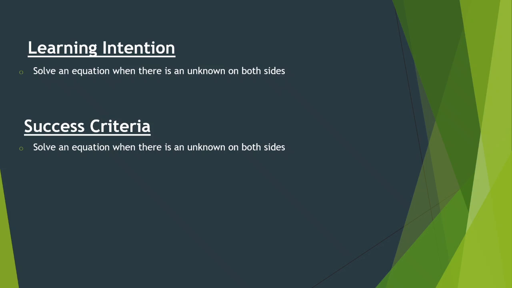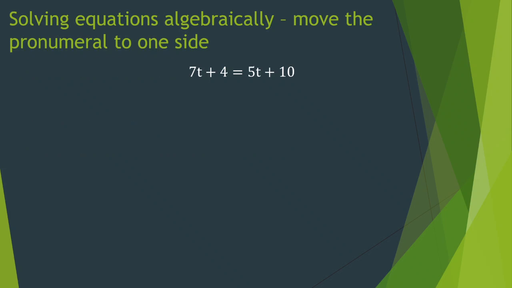Up until this point, we've been dealing with equations that have had a pronumeral or a letter on only one side of the equation. But in this video, we're going to learn how to deal with equations that have a pronumeral on both sides, and what we do to still be able to find out the value of that pronumeral. So here we're still solving an equation algebraically, except you'll see that we have a pronumeral on the left-hand side and the right-hand side.